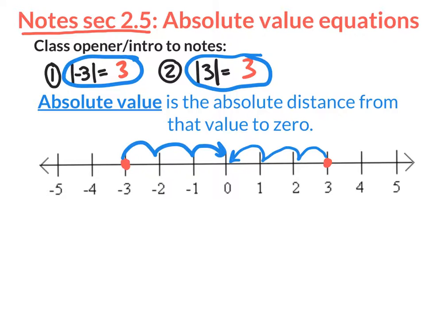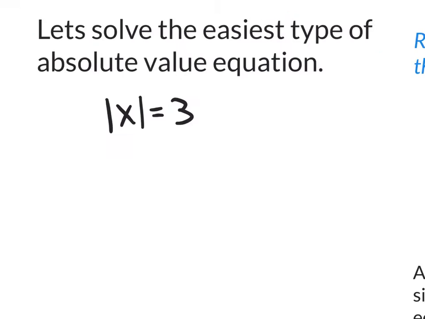Now if I say, what's the absolute value of negative 5? It's also 5, because the distance from here to 0, 1, 2, 3, 4, 5, is also 5. So absolute value is always going to be positive. Do we understand? Yeah. Okay. Let's move on to something with equations.